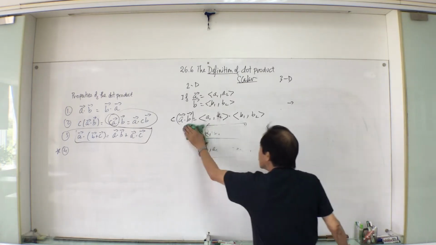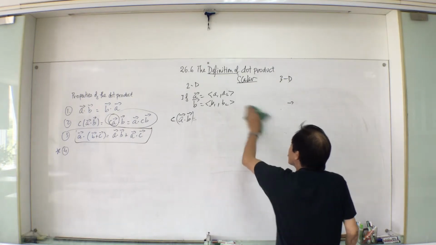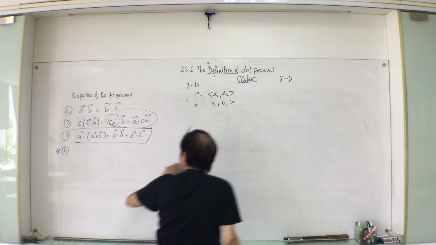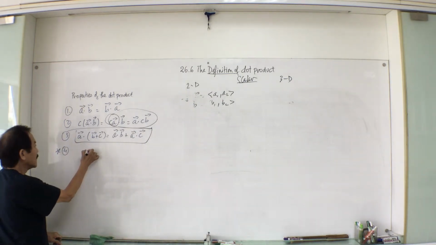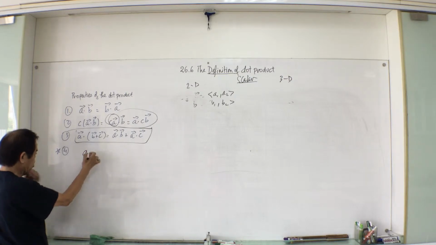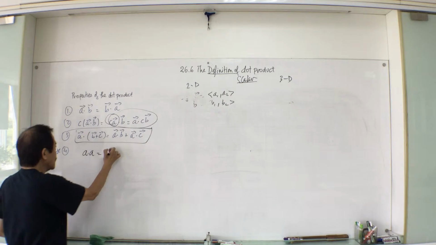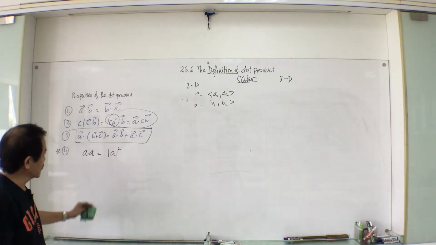Okay. So now the next one is the most important one. This one leads into something else. So the last one I saved is here. This one here, the most important here. They say A dot A equal absolute of A square. Okay, A dot A equal absolute A square.